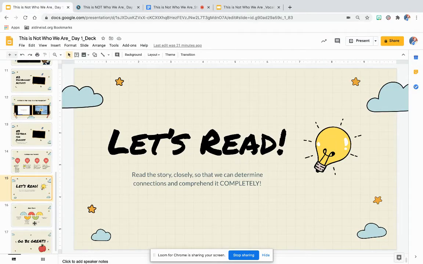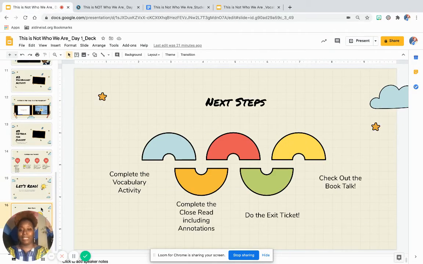All right. So what are your next steps? Complete the vocabulary activity. If you did not take the time to do that, go back and complete the vocabulary activity. Then you're going to complete the close read, including annotations. Okay? The next thing you want to do is the exit ticket. Okay? And then you want to check out the book talk.